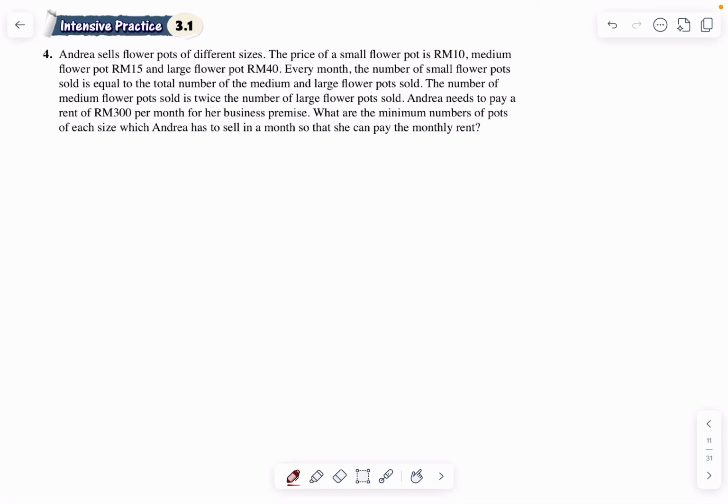Question 4. Andrea sells flower pots of different sizes. The price of a small flower pot is 10 ringgit, medium is 15 and large is 40. The small one we call X, the medium one we call Y, and the large one we call Z.